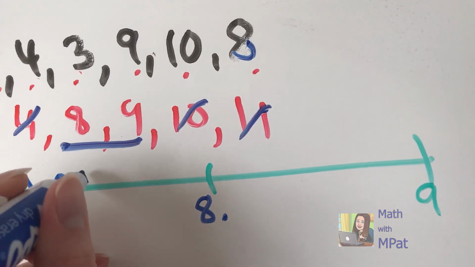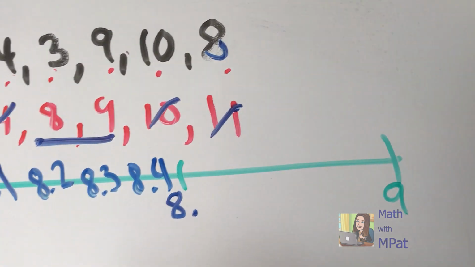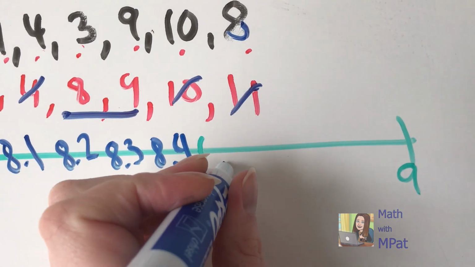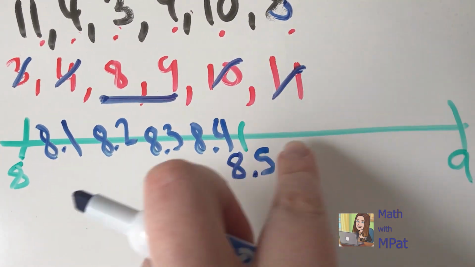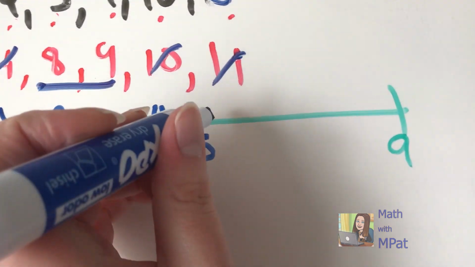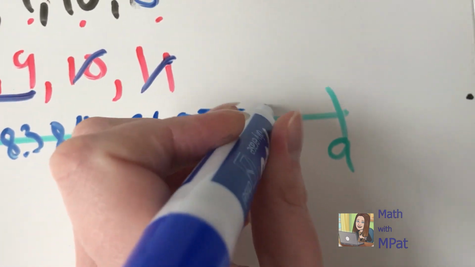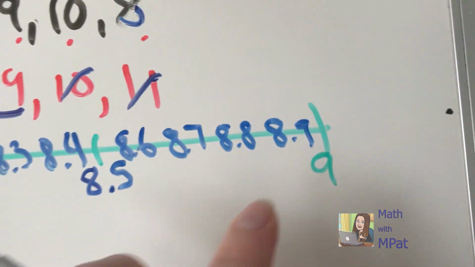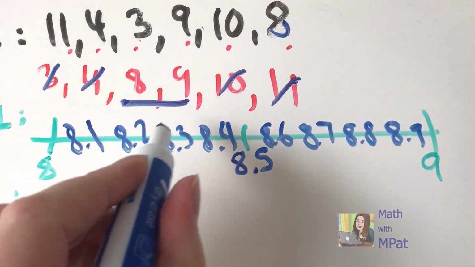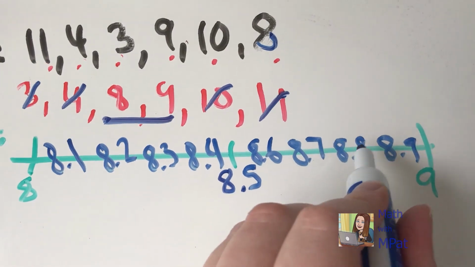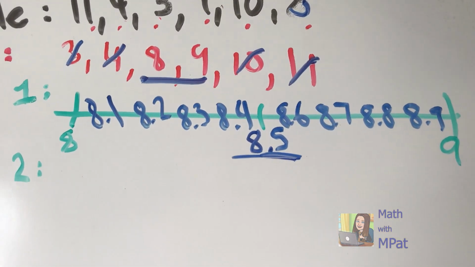8.1, 8.2, 8.3, 8.4. I think this might be 8.5, but I'm going to double check because I want to make sure I have 4 numbers over here and 4 numbers over there. Otherwise, I'm not correct. 8.6, 8.7, 8.8, and 8.9. I know 9 comes after 8.9. Well, I have 1, 2, 3, 4 on this half, 1, 2, 3, 4 on that half. So I believe 8.5 is the correct answer.